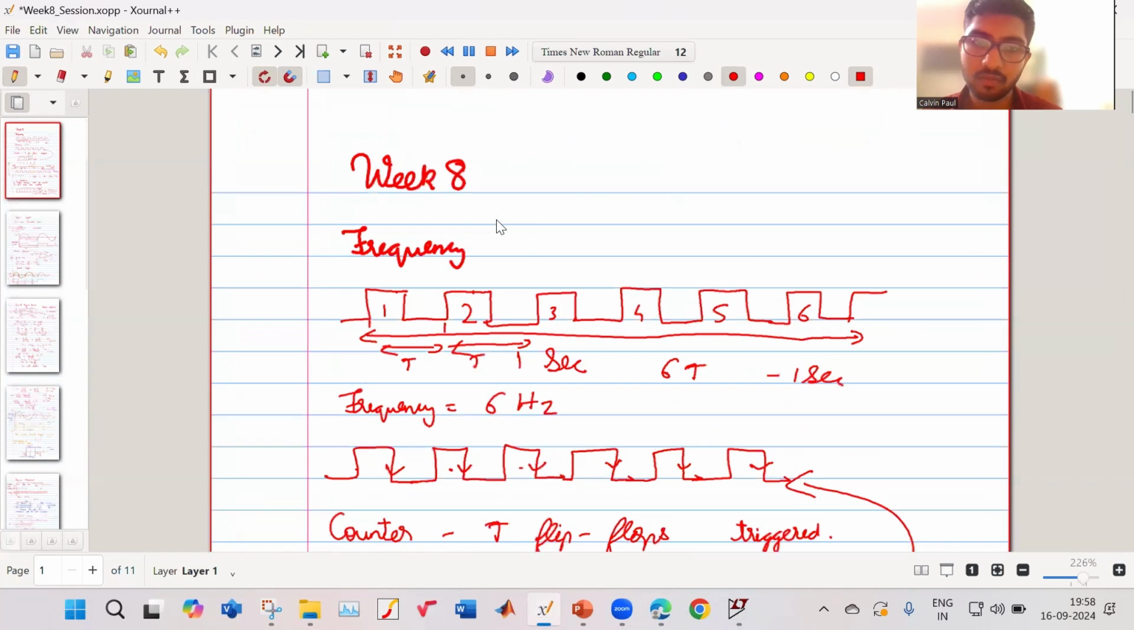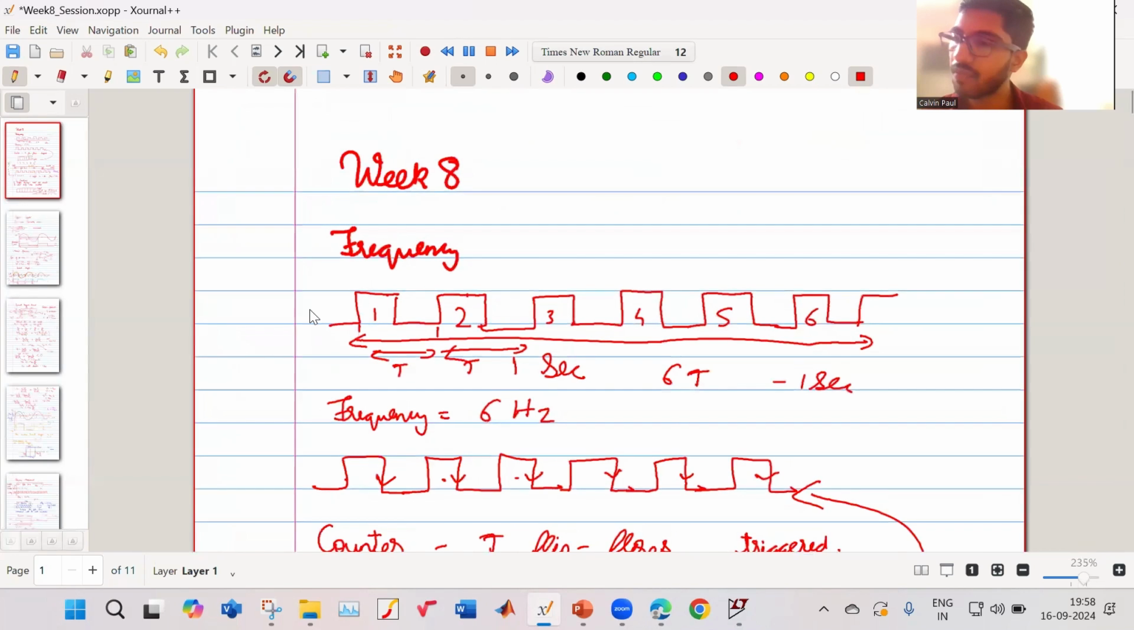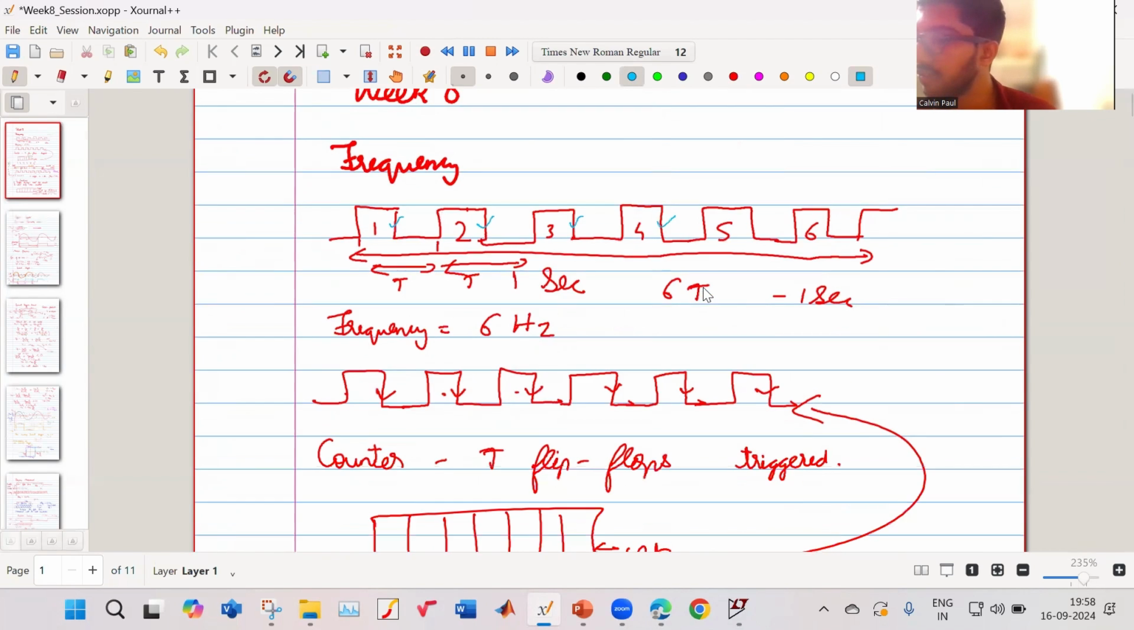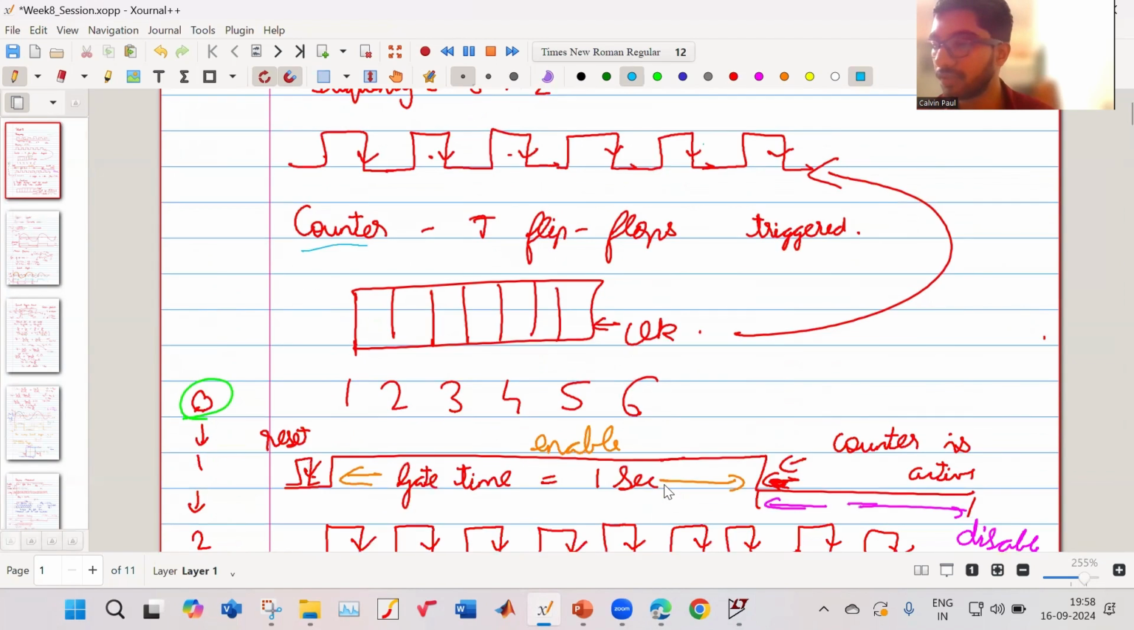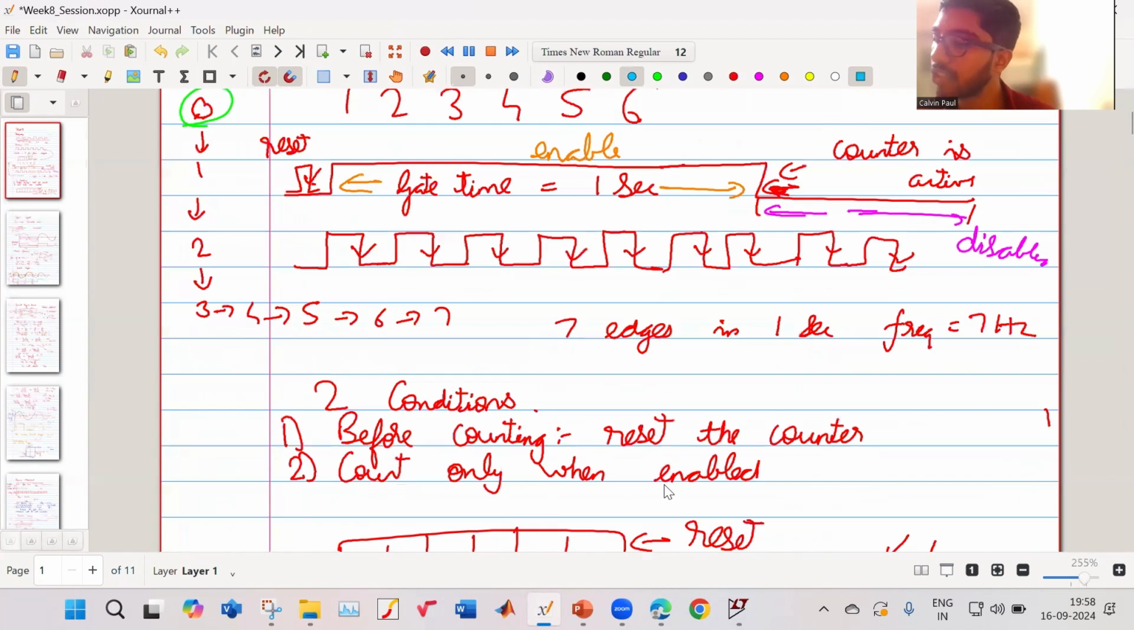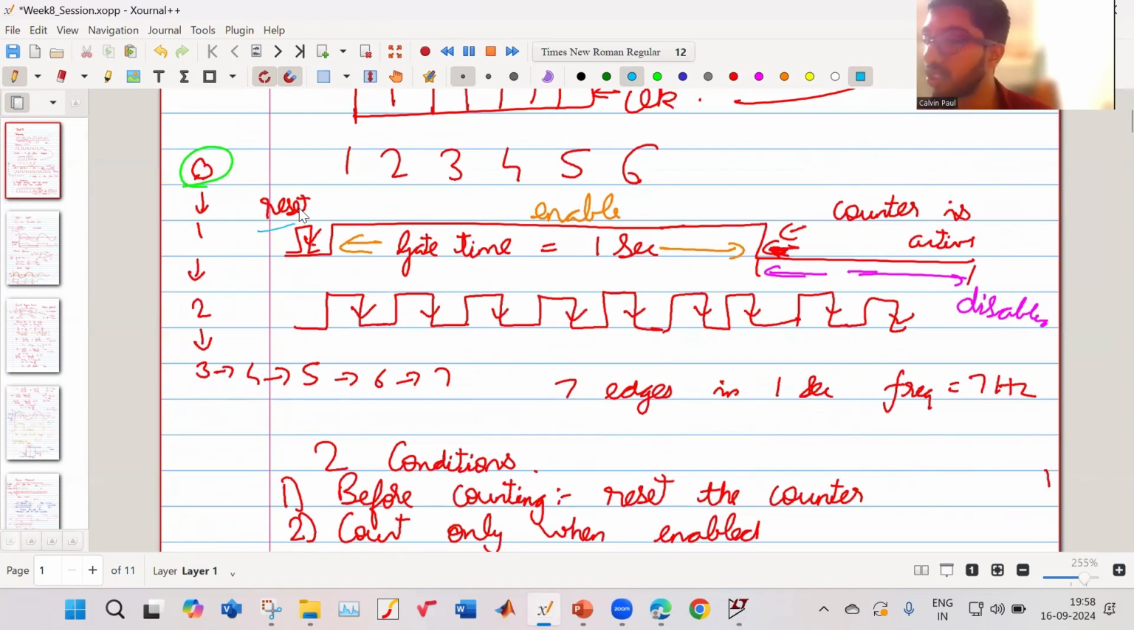First, in week 8, we wanted to understand what frequency is and how we measure it. I used a digital signal where the edges are counted. We also studied the T flip-flop and understood that it is edge triggered, and using that we can use it as a counter. One main point is that the counter has to be reset to 0.